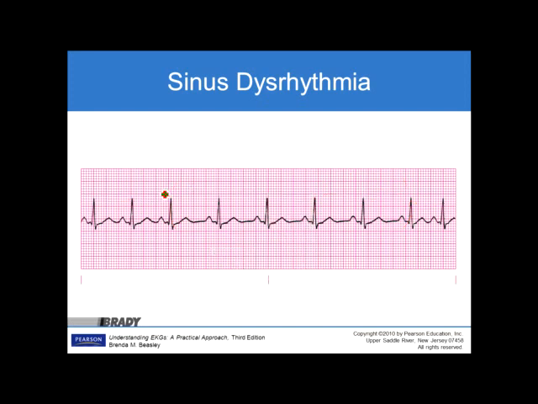Step 1 is rate. We can do R to R, but the problem with an R to R interval on this is that it is irregular. This distance is different than this distance, so we're better off using the 6-second strip method. 1, 2, 3, 4, 5, 6, 7, 8, 9. 9 times 10 is 90. Step 2 is regularity, and it is irregular. The irregularity probably occurred during inspiration, which is during this section here.